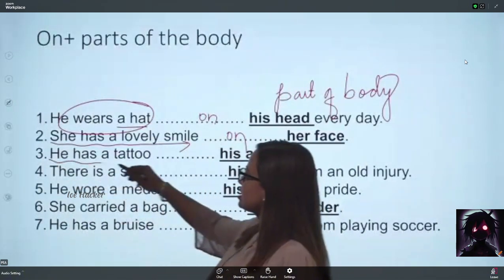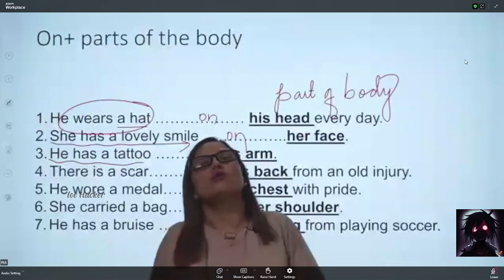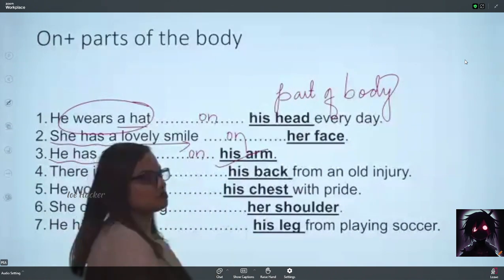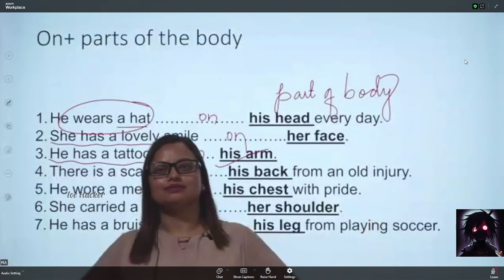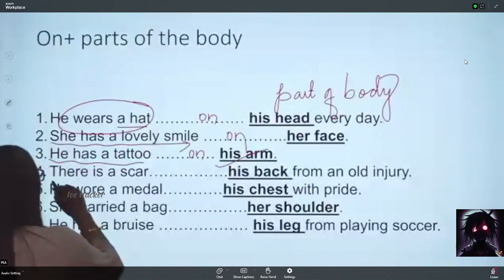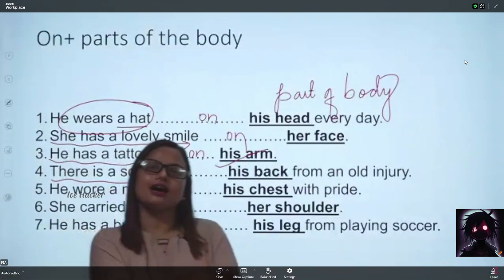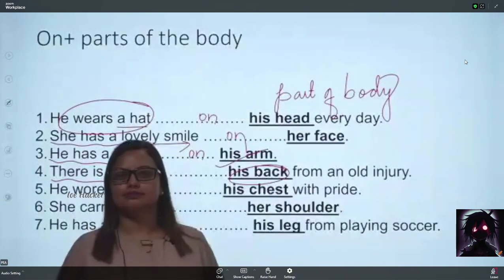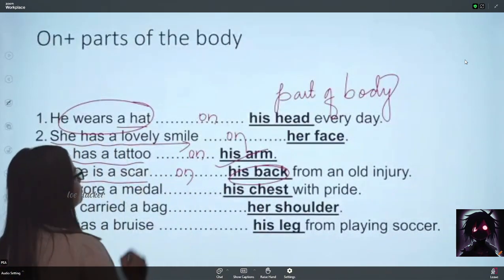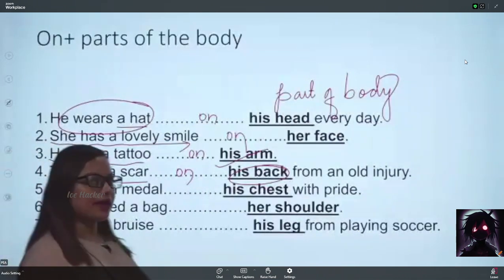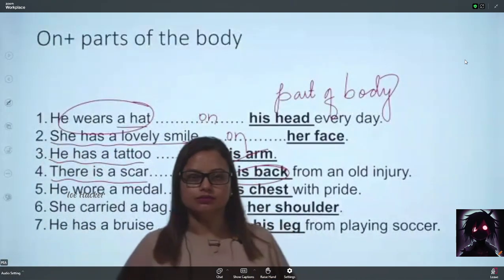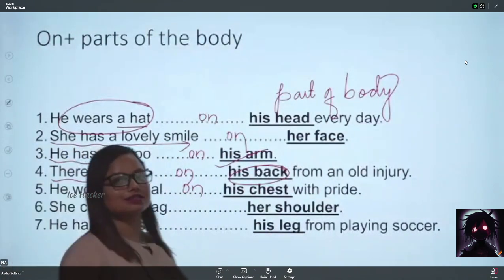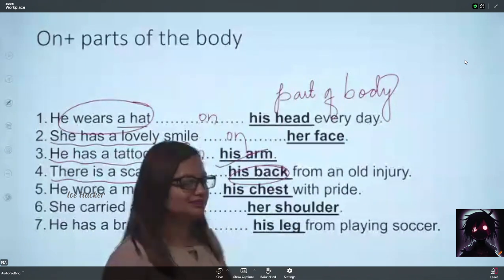He has a tattoo. Yes, he has a tattoo. Where? On his arm. So, tattoo on his arm. There is a scar. Where? His back. So, on his back. He wore a medal. Where? On his chest. Parts of the body.